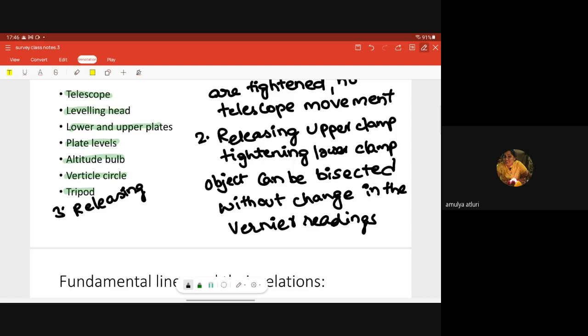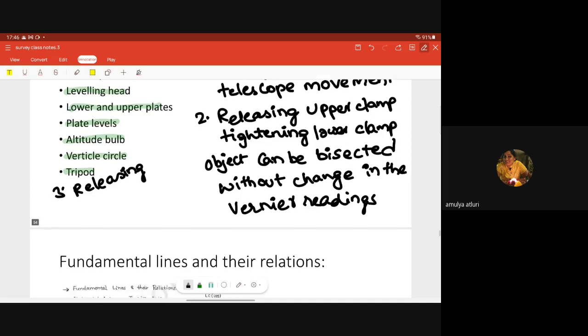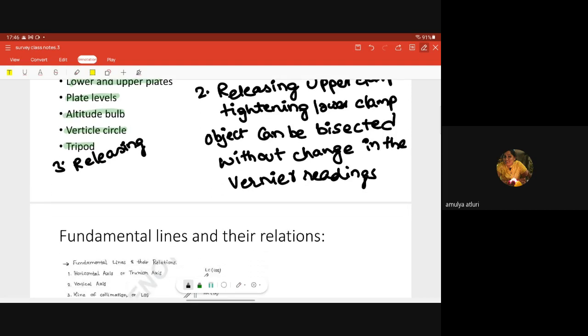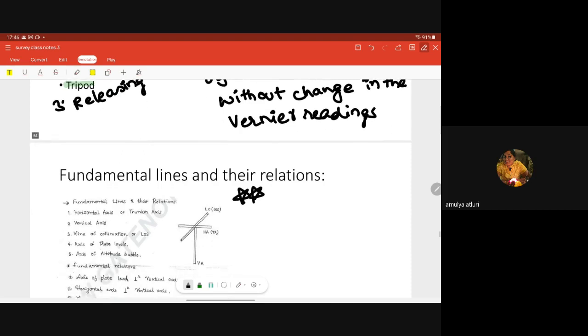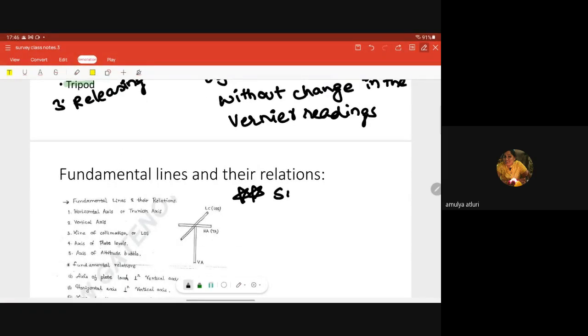Okay. So next, I need to remember one important note. What is the size of a theodolite? It is a popular question, a popular unmarked question. What is the size of a theodolite?